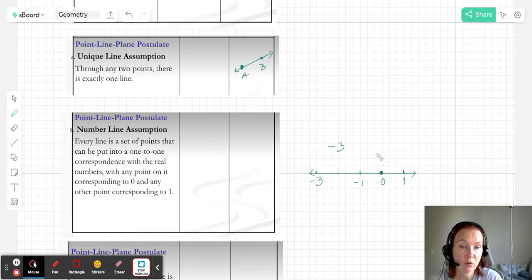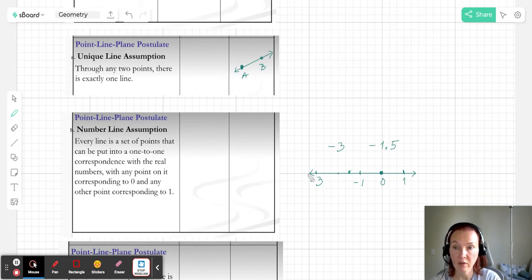And it doesn't have to be whole numbers. I can say negative, I don't know, 1.5, right? So negative 1.5 is going to be right there. So I thought of a number, and I found the point that corresponds to that number. This is what the number line assumption says.